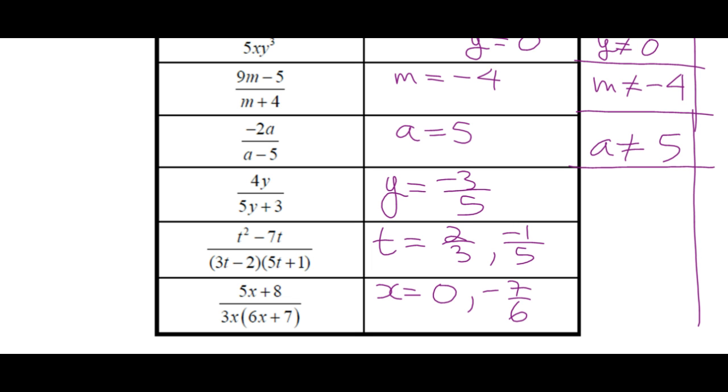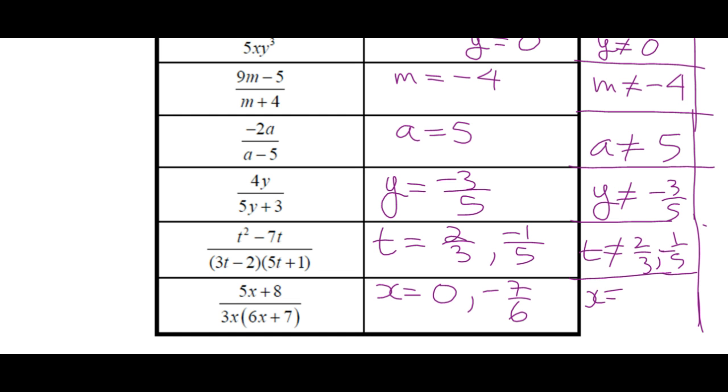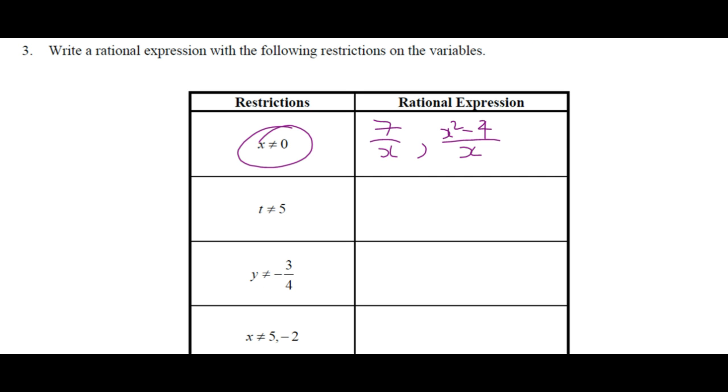a cannot be 5. y cannot be -3/5. t is not equal to 2/3 or -1/5. And x cannot be 0 or -7/6. Okay, so those are restrictions. All right, try and fill this in.